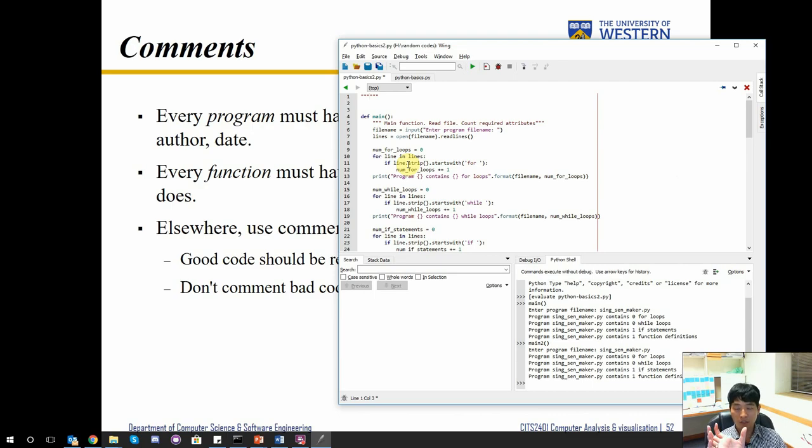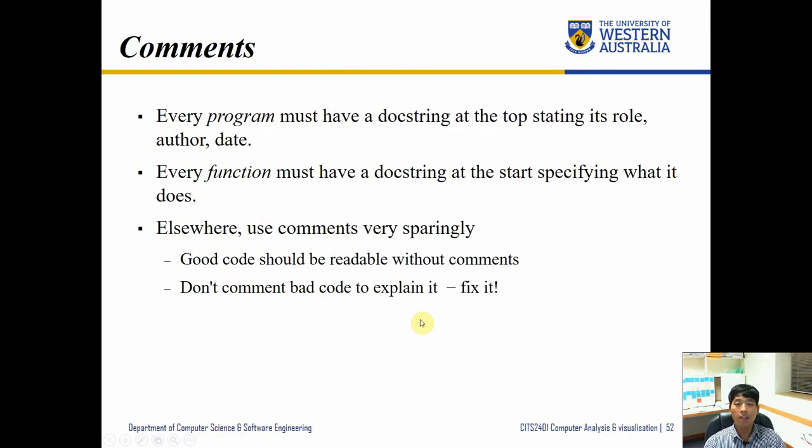But the definition of strings I'll describe later. So this is a test program. So this is now what we call a program doc string. Okay? It's the beginning of all the program doc string. And then every function must have a doc string at the start specifying what it does. And this is called a function doc string.